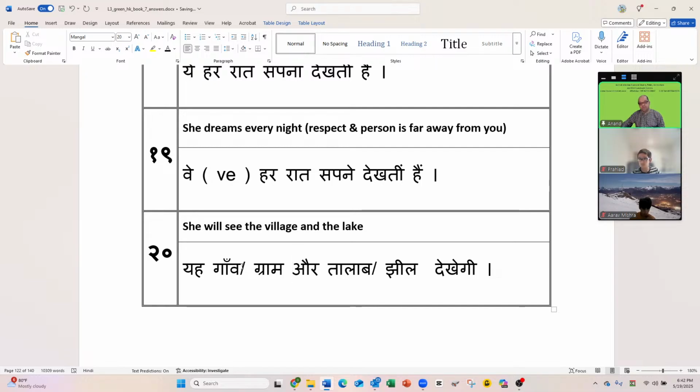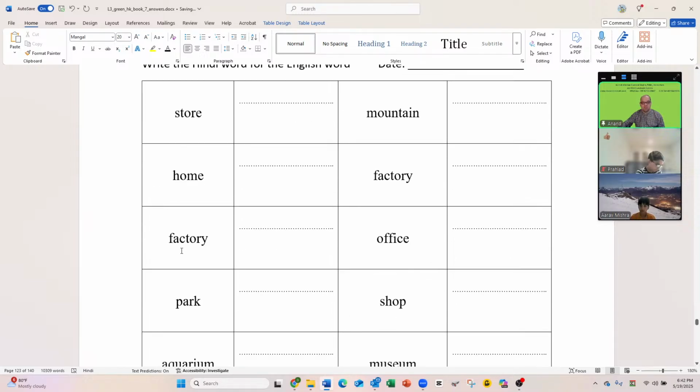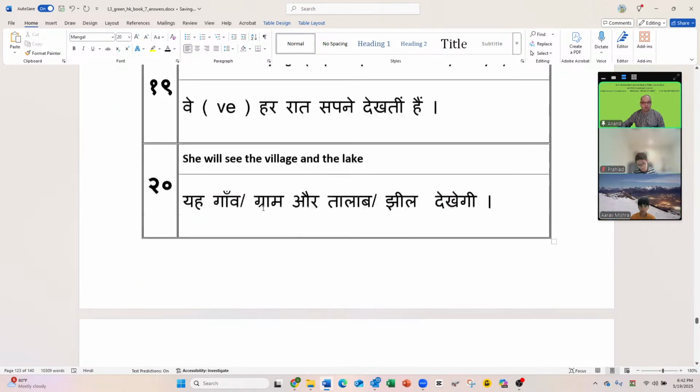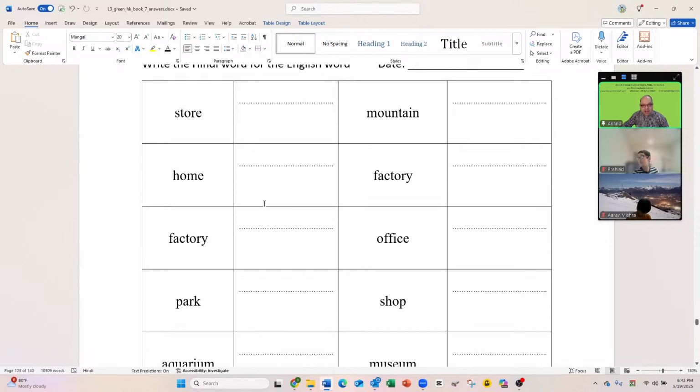Okay, complete writing and let me know. Okay, Arav completed writing. Let's go to the next page. These are just words. We'll give you a minute. Even I have not completed the next page, but we'll do it together. Prahlad, give me the Hindi word for store. Dukan. We'll say Dukan. Make it bigger for y'all.